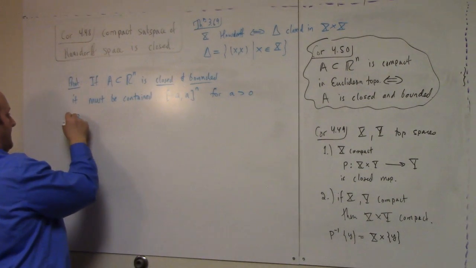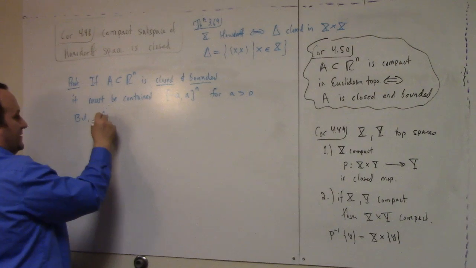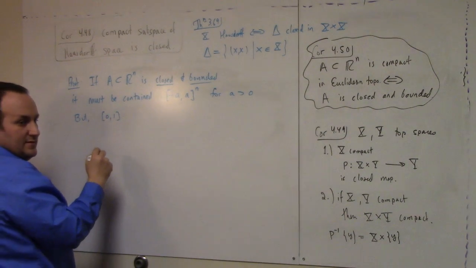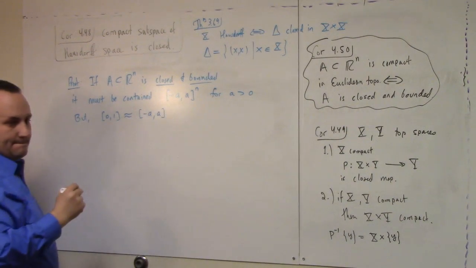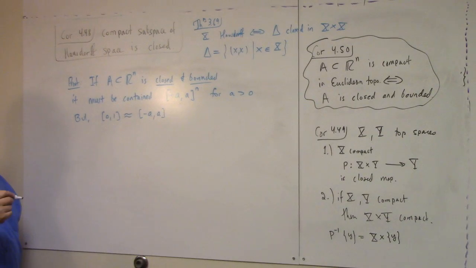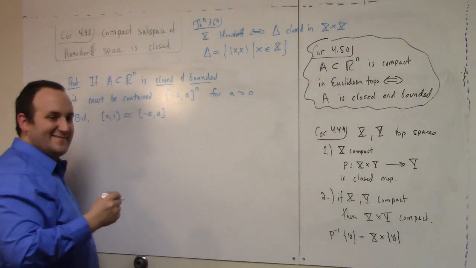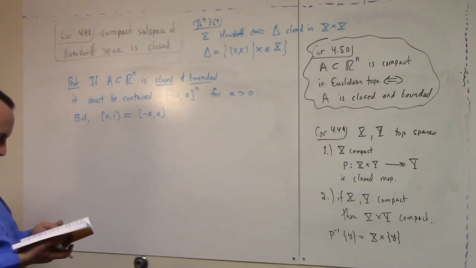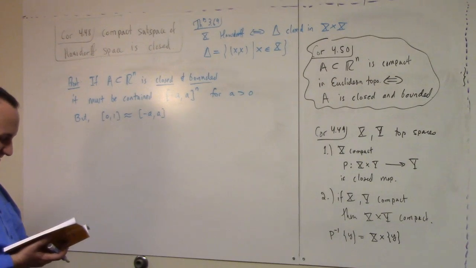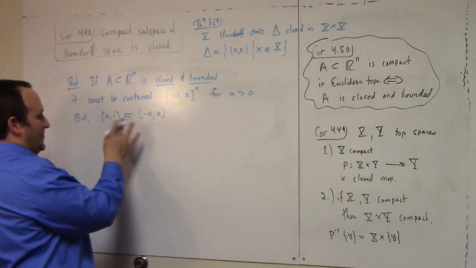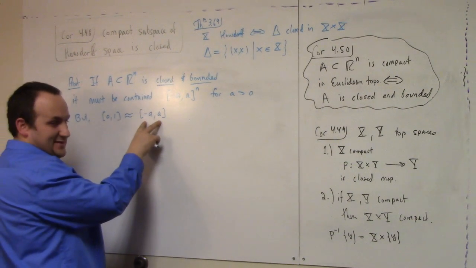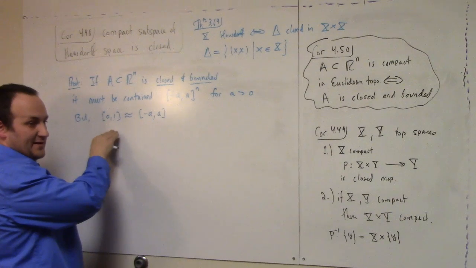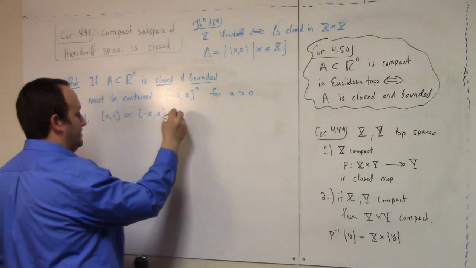But as we discussed previously, 0, 1 is homeomorphic to minus a to a. And so minus a to a is compact. Minus a to a cross minus a to a is compact, and so on and so on. Compactness is a topological property, so if this is compact, that's compact by transference of compactness through homeomorphism.